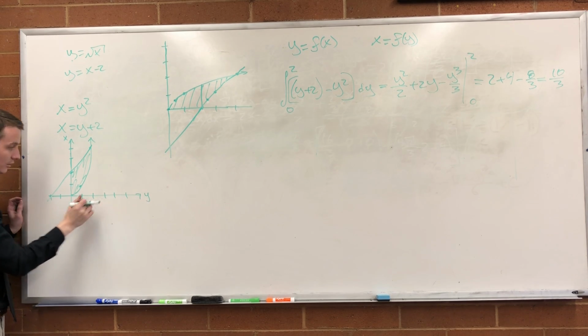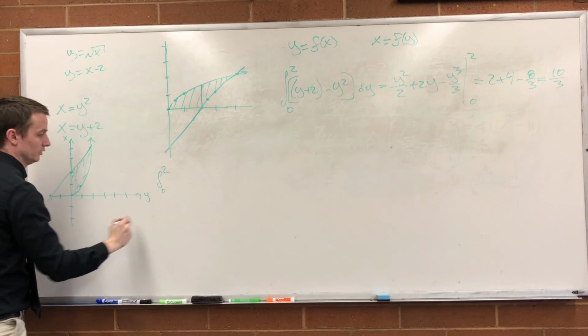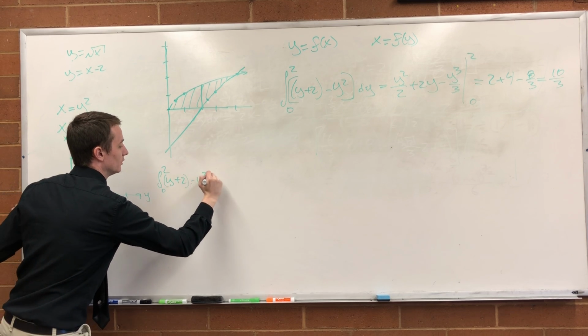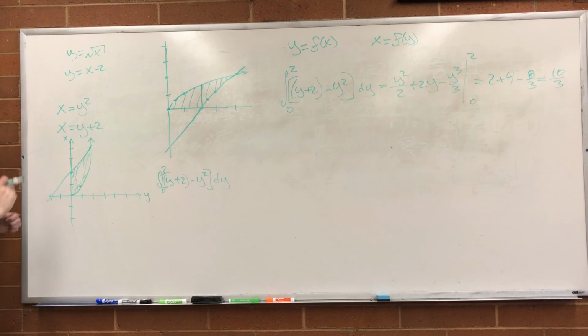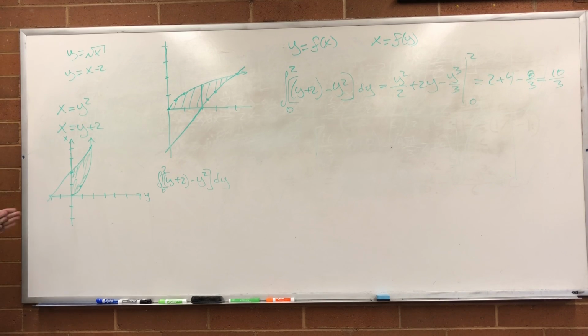That area, you know how to do. That's the integral from 0 to 2 of the top function minus the bottom function. Our top function is y plus 2. Our bottom function is y squared. Exact same thing. I see it. Okay.